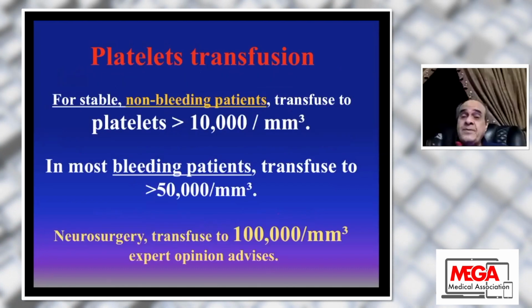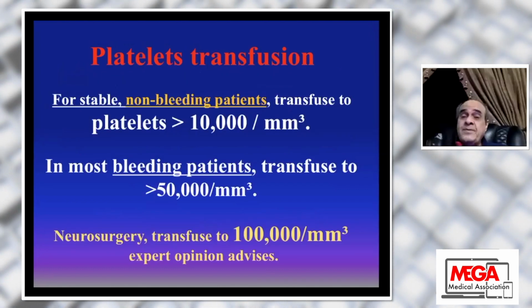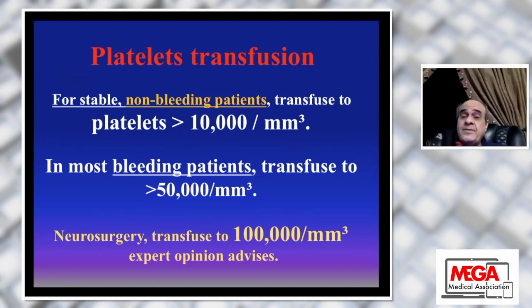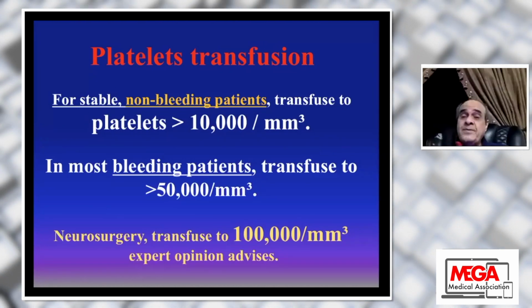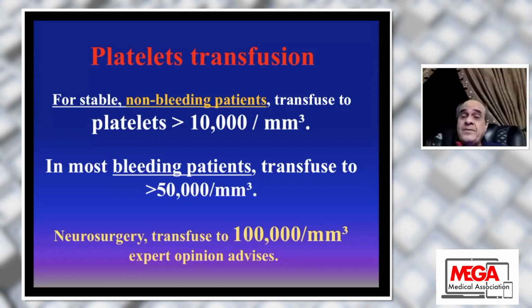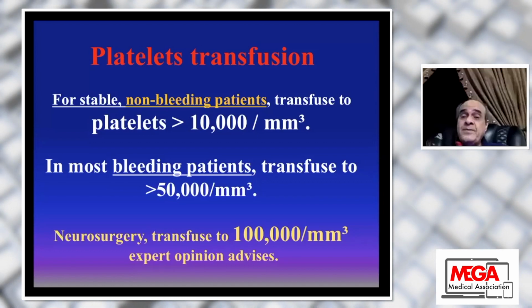Every hospital really, or every medical center, must have targets for transfusion. A non-bleeding patient, the threshold is 10,000 per microliter of blood.